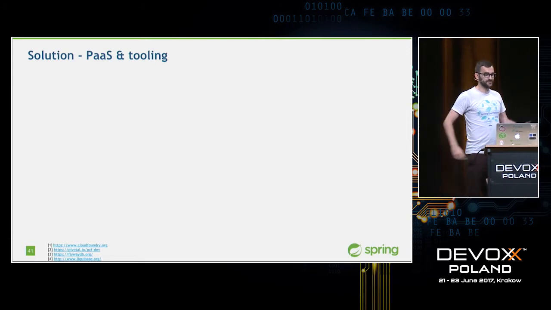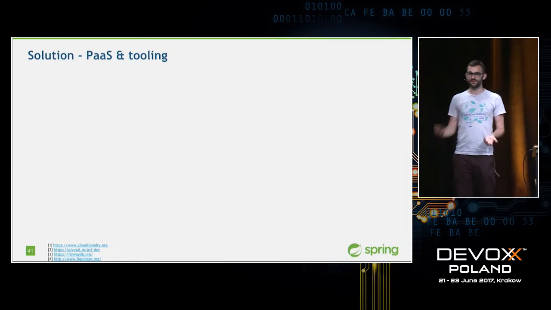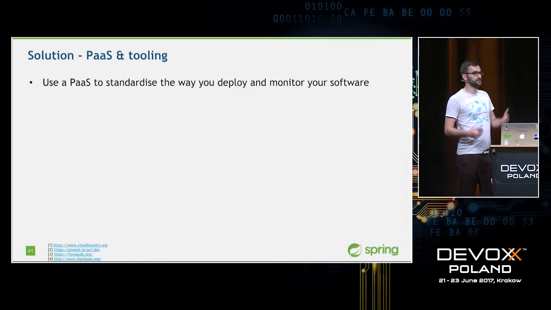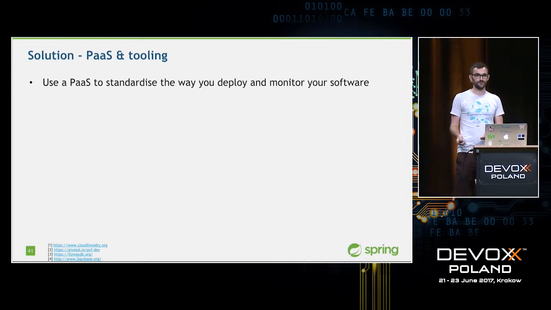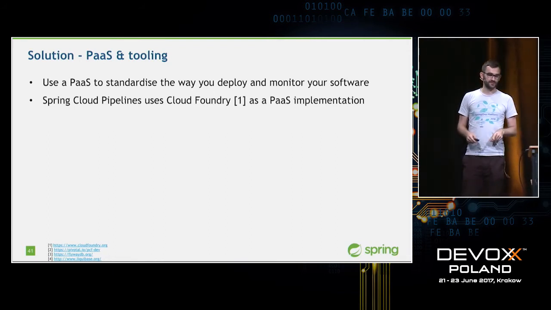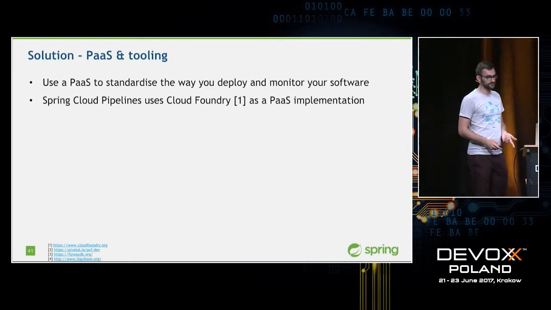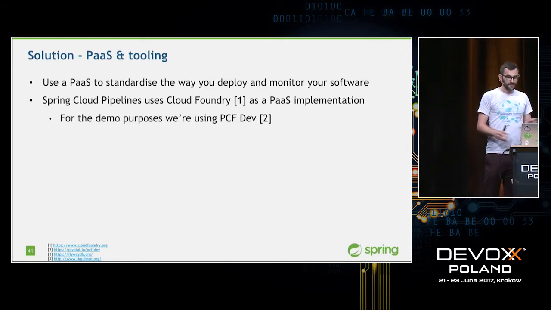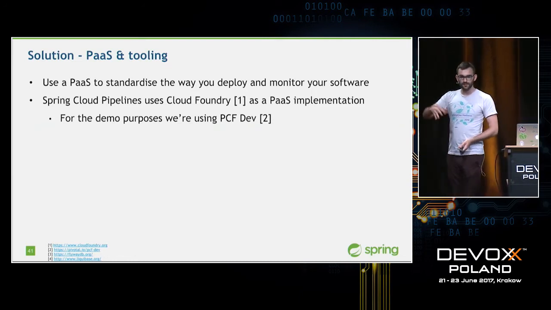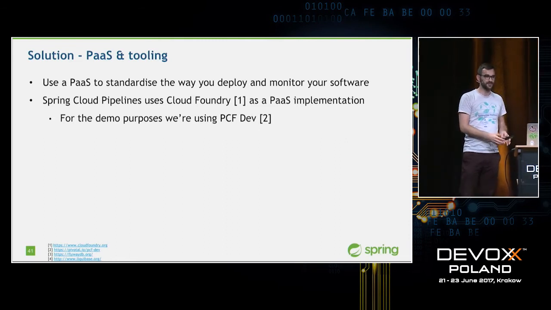So in our case, we suggest that you use some sort of a platform and special tooling to automate some stuff. You can use platform as a service to standardize the way you deploy and monitor your software, right? By default, at the moment, we're using Cloud Foundry as a platform as a service implementation. I will add Kubernetes as well to Spring Cloud Pipelines for sure. For the demo, if you clone the project, you can use, for example, PCF Dev, so development versions of Pivotal Cloud Foundry, which you can run on your machine.